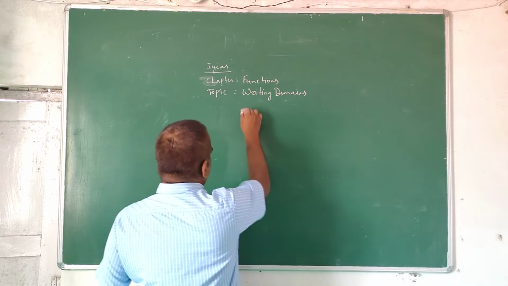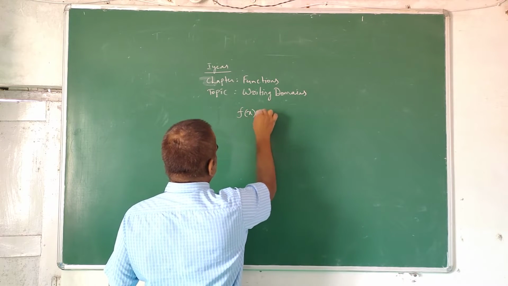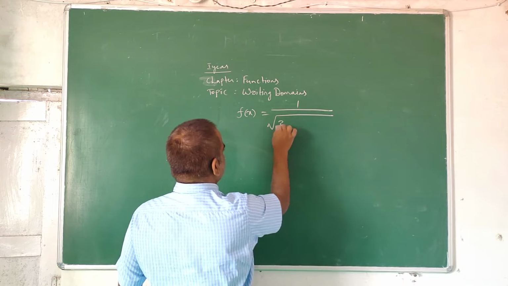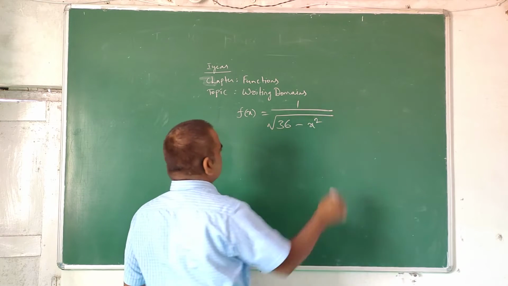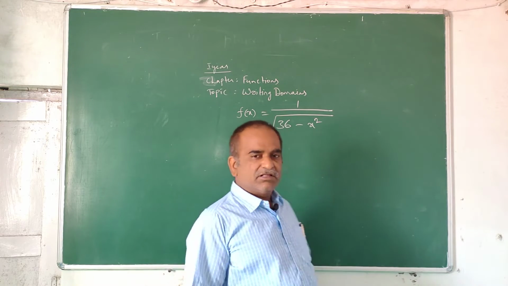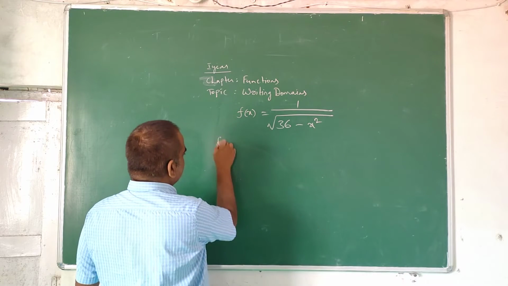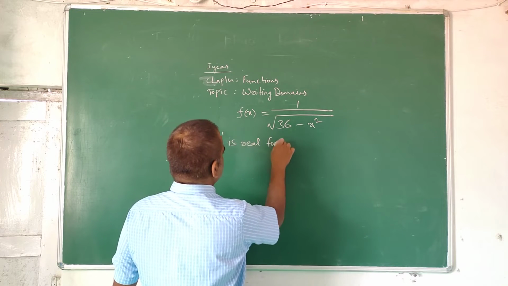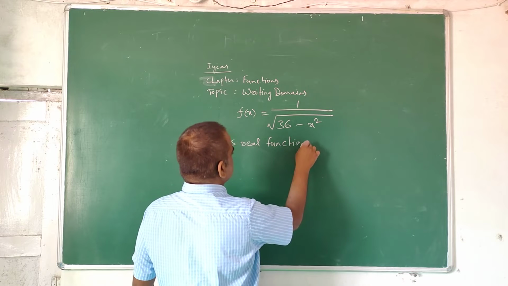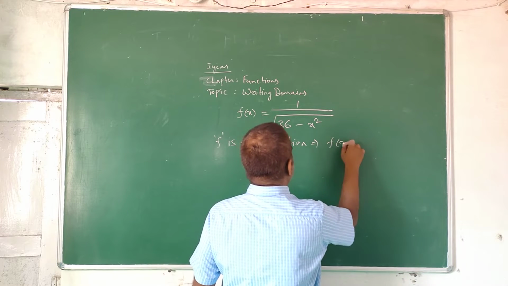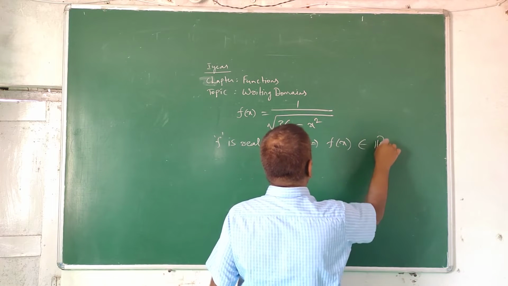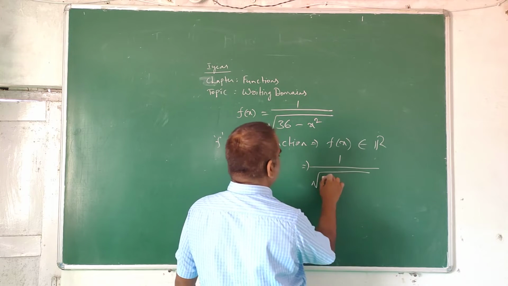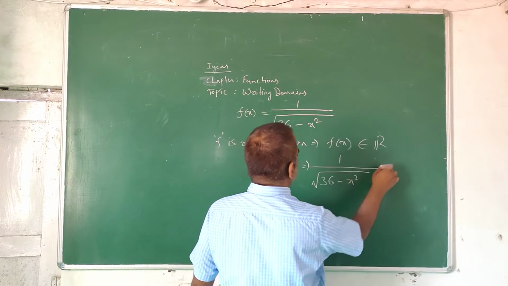So f of x is equal to 1 by root over 36 minus x square. So f is a real function, which implies f of x belongs to R, which implies 1 by root over 36 minus x square belongs to R.